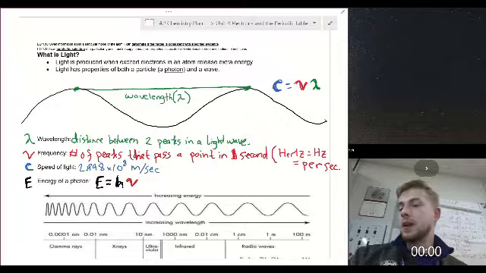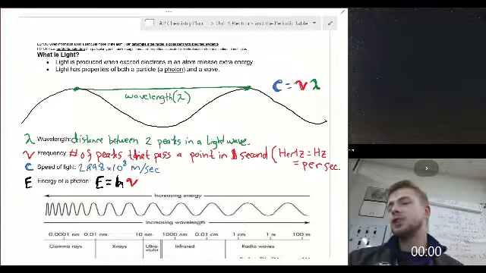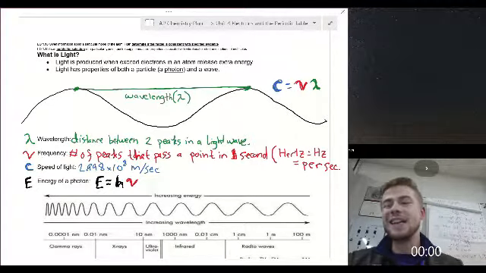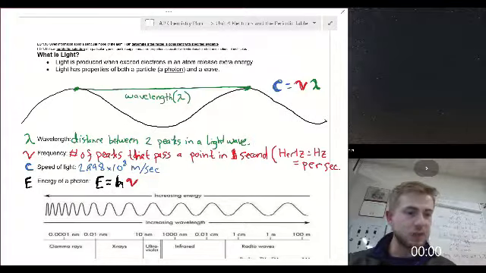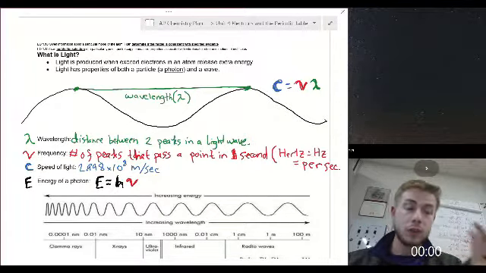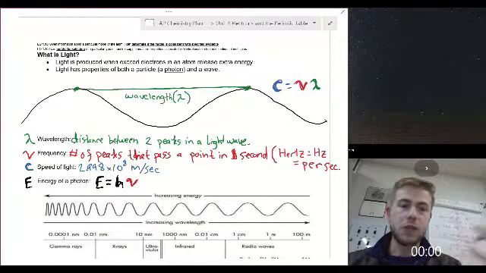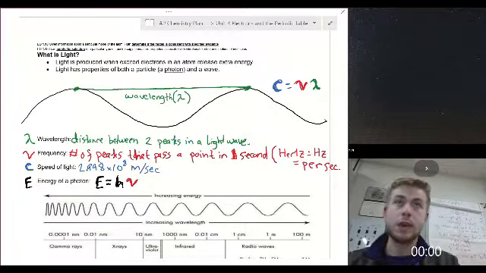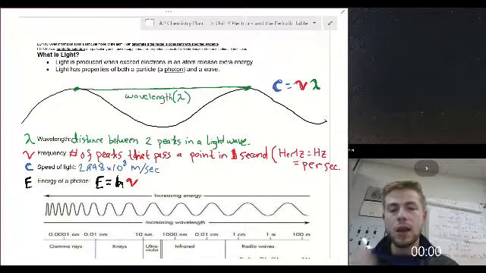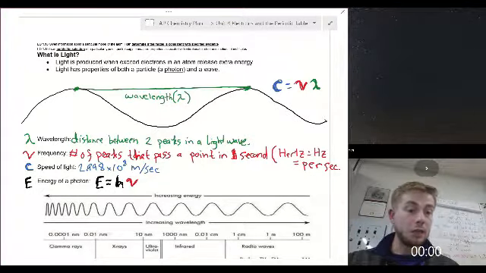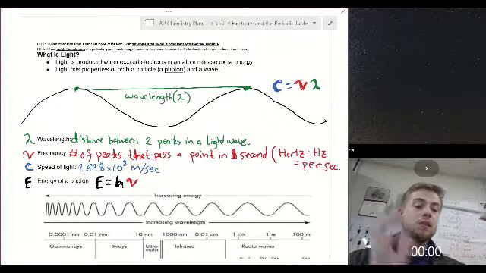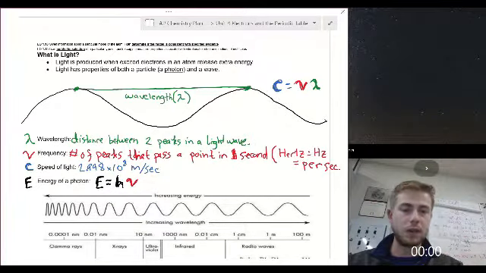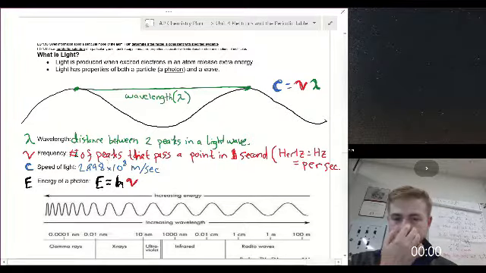So when you find Planck's constant, it is 6.626 times 10 to the negative 34 joules per second. It's a very, very small constant. That's because a photon does not carry a lot of energy. Okay. So if it ever asks for the energy of a photon, you'll be using that equation. Energy equals Planck's constant times the frequency of that specific wave of light. Okay.